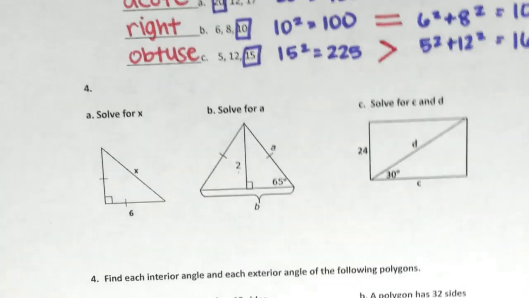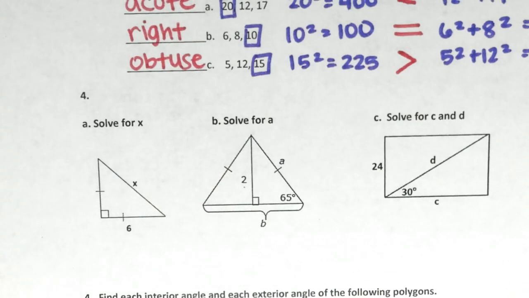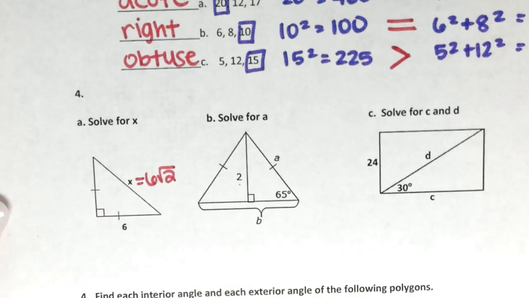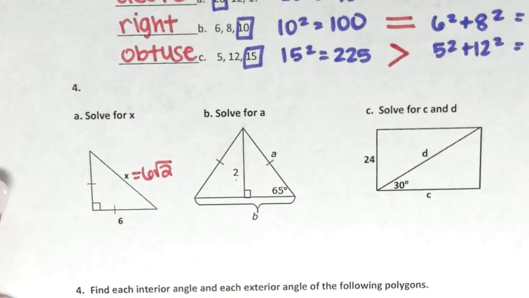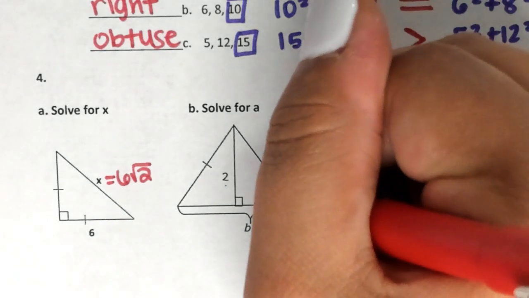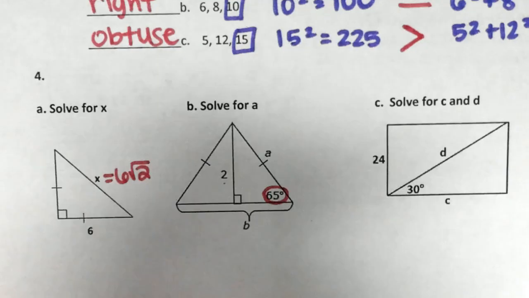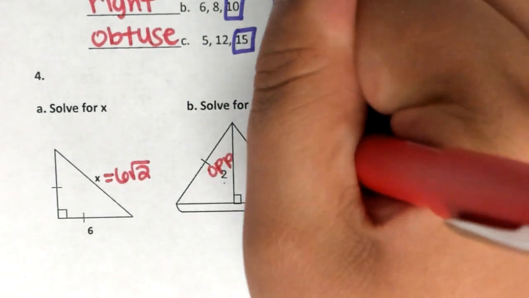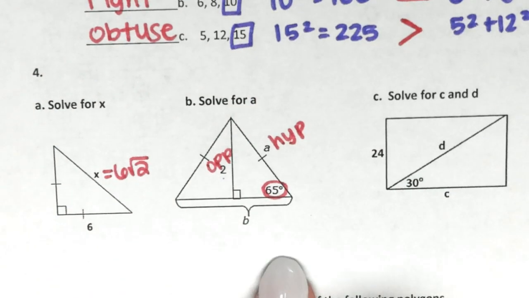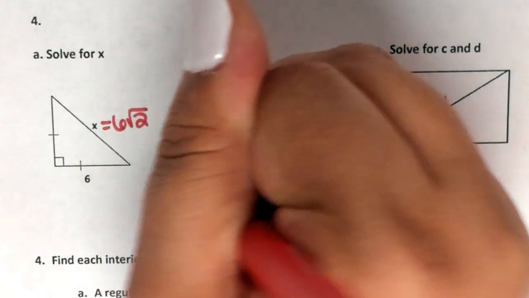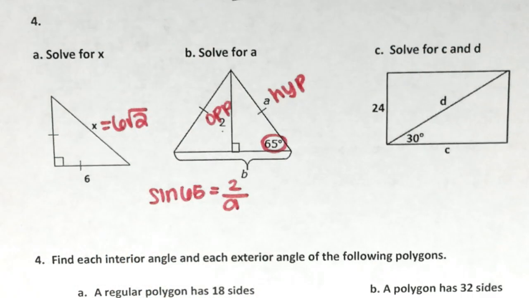I'll ask. So right here, what type of problem is A? 45, 45. Are we good with that one? Yes. Okay. What type of problem is B? It's a trig problem. Do we have 65, one of our special angles? So we have to do SOHCAHTOA. So what is my 2 right here? The opposite. What is A? The hypotenuse. So what am I going to use with opposite and hypotenuse? So the sine of 65 is your opposite over your hypotenuse.